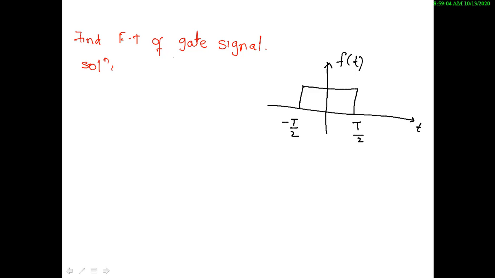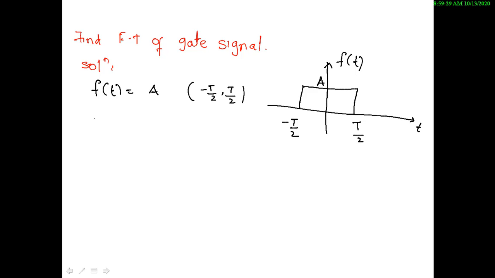Now if I write the function for this gate signal, I'll be getting f of t is equal to, this amplitude let us consider as A. So this is given as A for the range of minus T by 2 to T by 2.